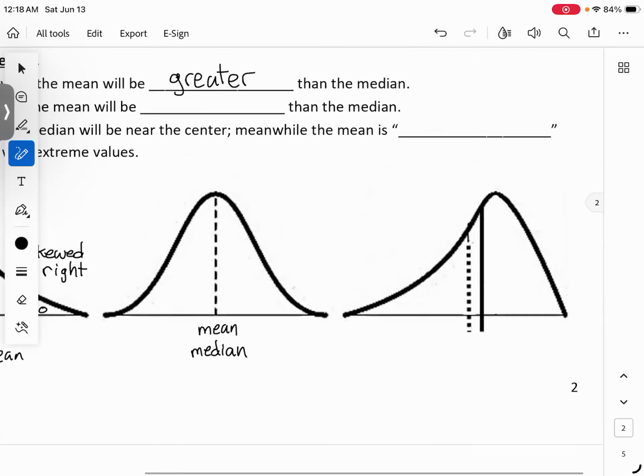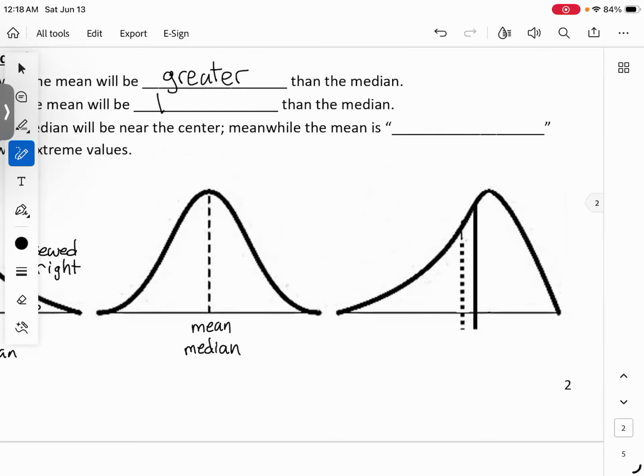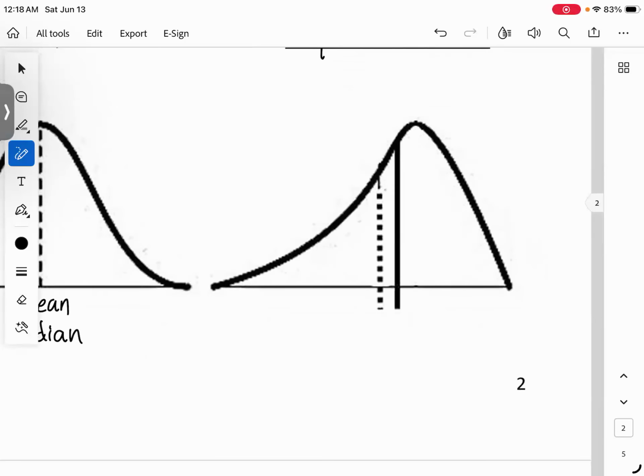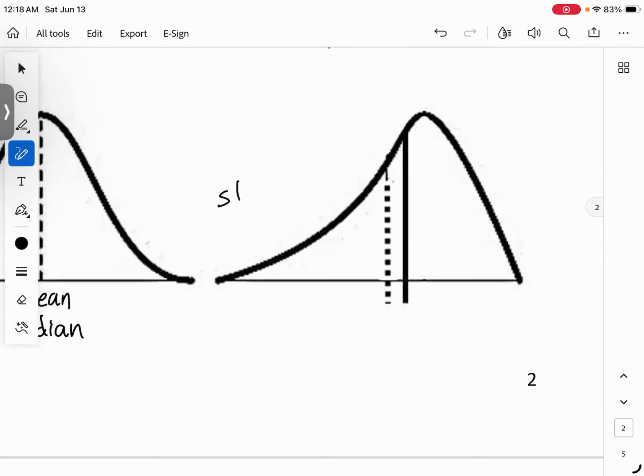But then if it's skewed to the left, that's when the mean is going to be less than the median. And so all we're going to do is flip the script. And before I forget this little word here, we talk about the mean getting pulled. So for this one, since it's skewed left, because again, the tail's over here to the left, the mean is going to get pulled that way.